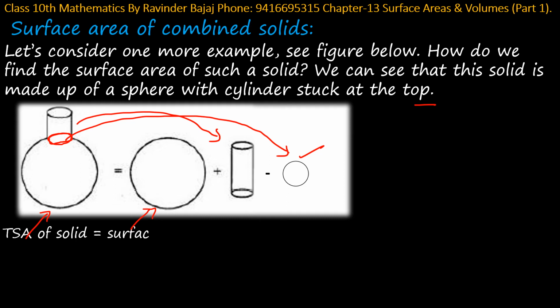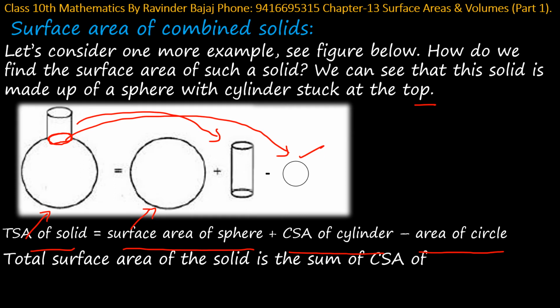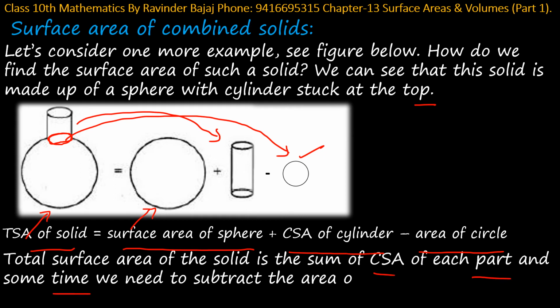See, total surface area of the solid is equal to surface area of the sphere plus curved surface area of the cylinder minus the area of the circle which is hidden between the two figures. In this way, the total surface area of the solid is the sum of the curved surface area of each part, and sometimes we need to subtract the area which is hidden. Let's do some questions also.